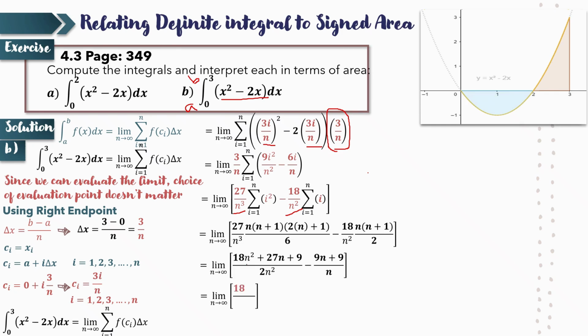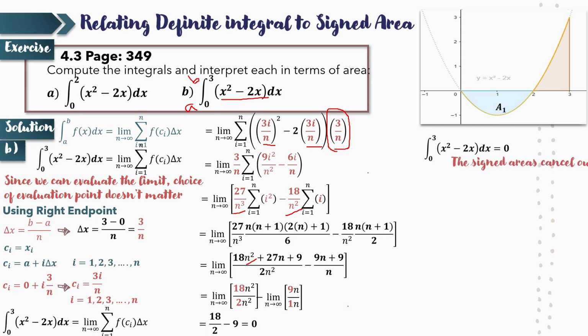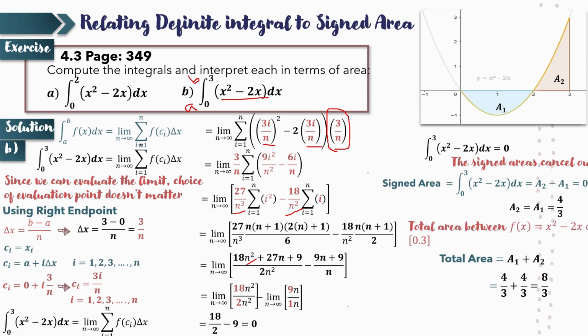Here the highest degree is n square, so we prefer 18n square over 2n square, and the second half you get minus 9n over n. So 18 by 2, and the second half you will pick 9 itself, which results in the value 0. So this is separate. Now you are going to interpret. When you are interpreting the signed area, one is positive and the other one is negative, right? And so you will get it as A2 minus A1 equal to 0.